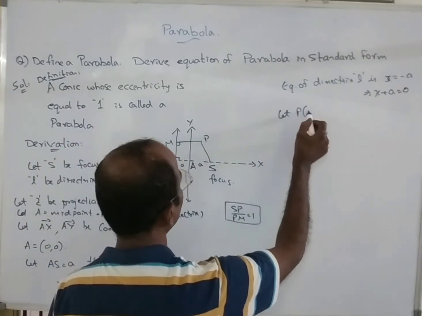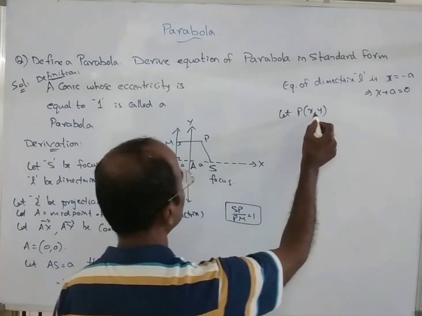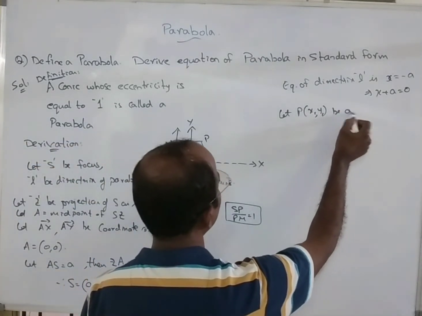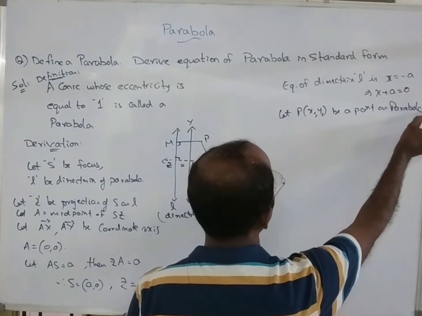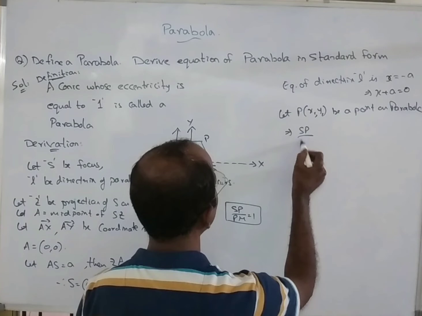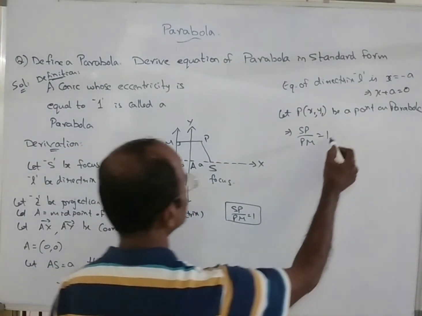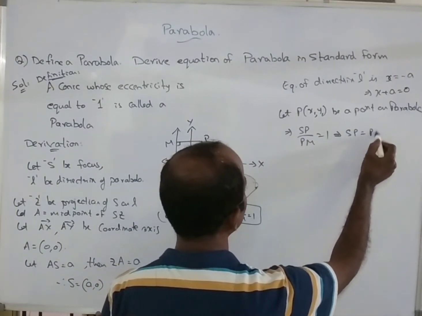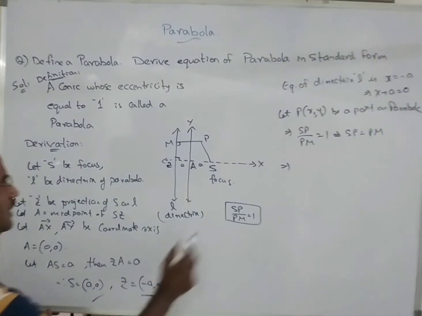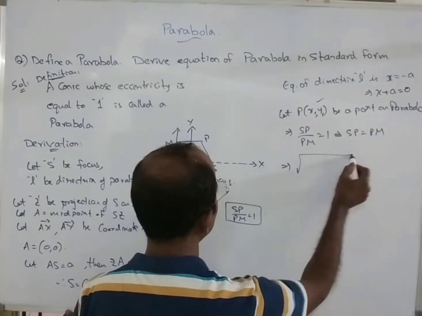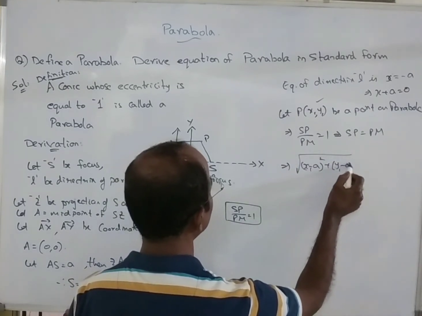Okay. Now let P(x1, y1), or you can take (x, y), be a point on the parabola. Then definitely SP by PM will be equal to 1. That is the condition for any point on the parabola. So cross multiplying, SP equal to PM. Now what is SP? The distance between S and P. S is here and P is here. Applying the distance formula, SP is the root of (x1 minus a) whole square plus (y1 minus 0) whole square.